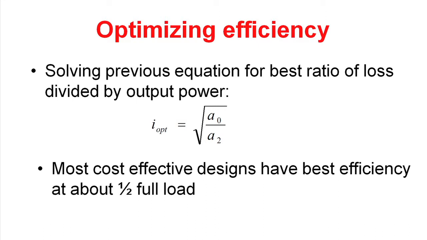It's kind of interesting, you can go back to that previous expression and solve for an optimum output current. That is where your efficiency is the best. And it's just related to the square root of A0 divided by A2. And you notice that there's no A1 in this expression. That's because the A1 does not impact its effect as a function of output current. So if you have more output current, you have more output power, and there's no increase or decrease with load current. And kind of as an aside, most effective designs have best efficiency at about half load.